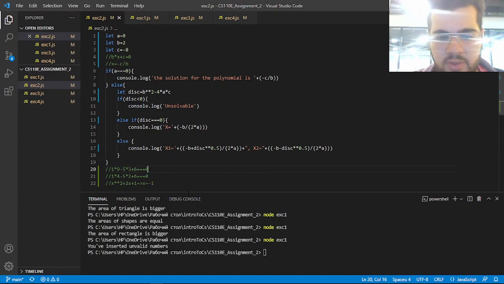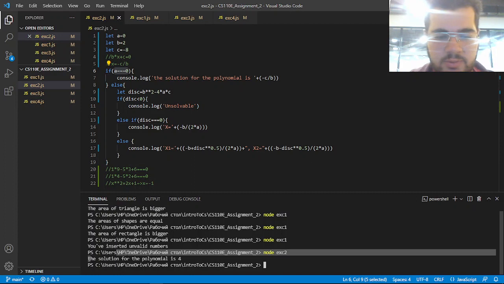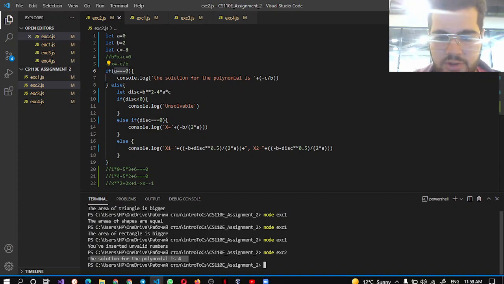Let's take an example. For the first time we insert a as 0 to check the a equals 0 part, and if we execute the program, it will print that the solution for the polynomial is 4, which is basically minus 8 over 2, which is minus c over b, which is true.